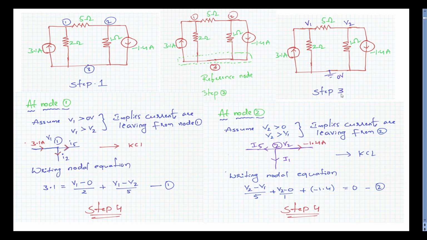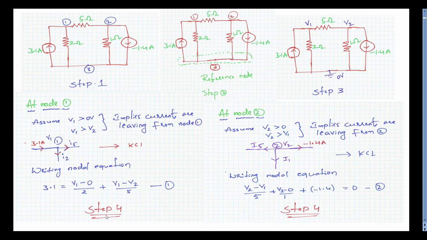What is step 3? Assign the node voltages with respect to the reference node. Here I am assigning node 1 voltage to be V1 volts with respect to the reference node, and node 2 voltage is V2 volts with respect to this reference node. Always, the reference node voltage is at 0 volts. This is step 3.